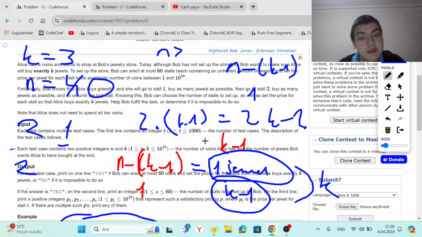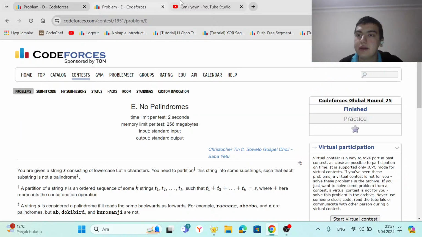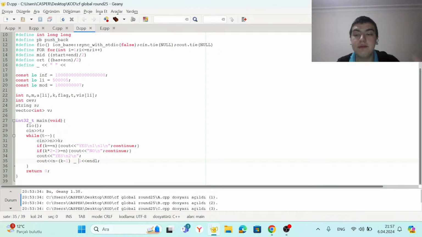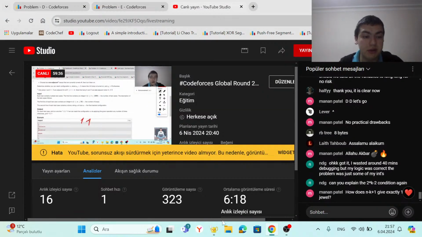This is because we should buy exactly 1 jewel in the first operation and k minus 1 jewelries in the second stall. So 2 multiplied by n minus k minus 1 should be less than n. So if we put such a k, its output will be no.